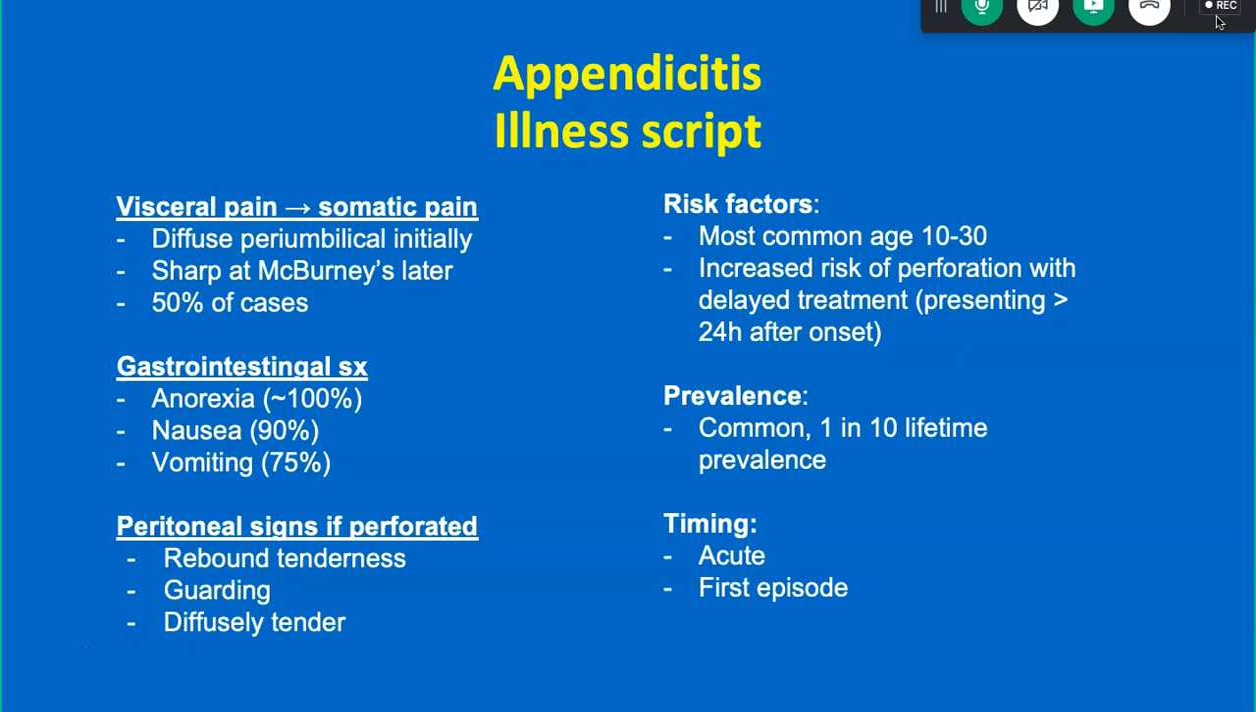Most commonly, appendicitis happens in people aged 10 to 30. And you want to seek immediate treatment because anyone who presents greater than 24 hours after onset has a significantly increased risk of perforation. It's a relatively common condition with a 1 in 10 lifetime prevalence, and this is always going to be an acute first episode diagnosis. No one comes in with recurrent appendicitis.